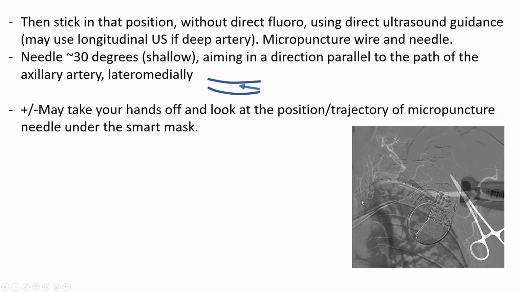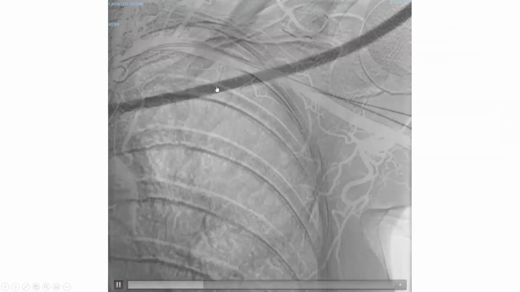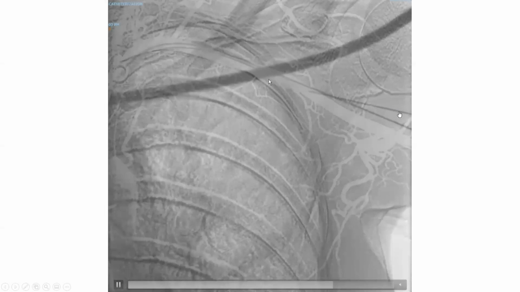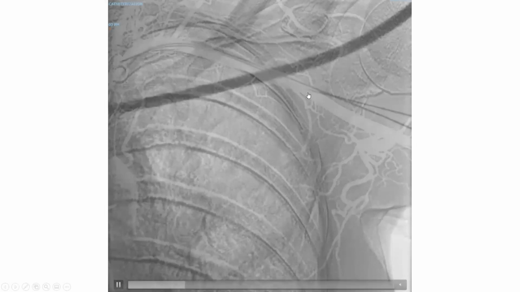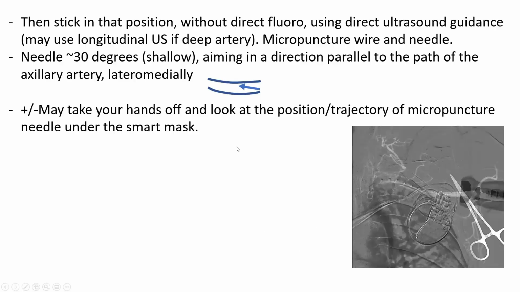Now, it's not necessary, but as you're sticking under ultrasound, at some point as you're getting close to the artery, you may take your hand off and look under fluoro to see if your needle is aiming in the right direction. This is the needle. Is it aiming to the right area? Is it aiming to A2, just lateral to that lateral thoracic artery? You don't absolutely need to know that.